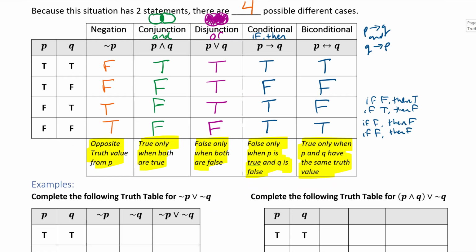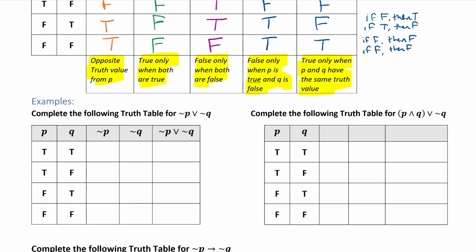Let's try this again. Here's another example. Complete the following truth table for not P, that's an or, that's a disjunction, not Q. So I have P and I have Q, and I have all four combinations of true and false. So I've already kind of labeled some columns here. Eventually you're going to start labeling your own columns, but I have to first find out what not P is, then I have to find out what not Q is, and then I'm going to take those two columns and do the disjunction between them.